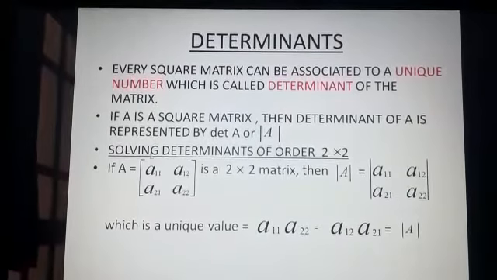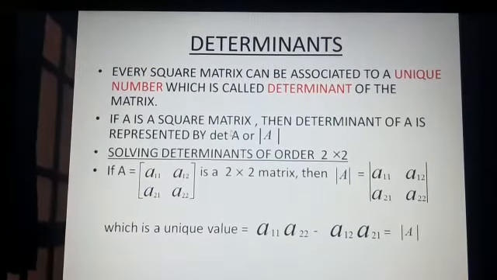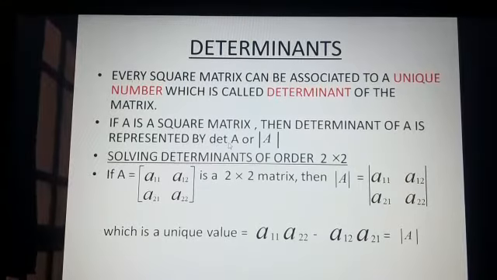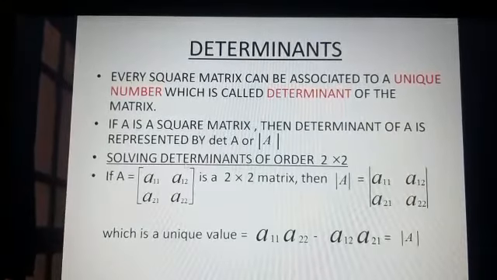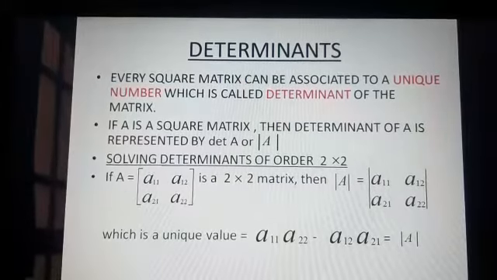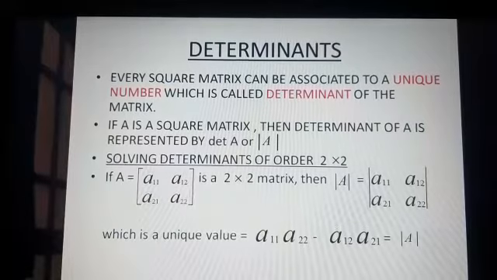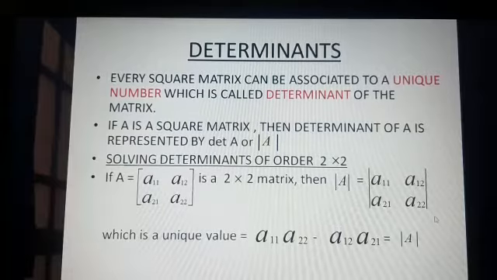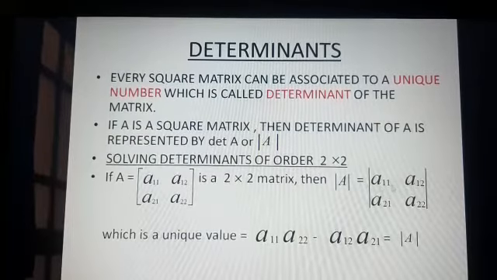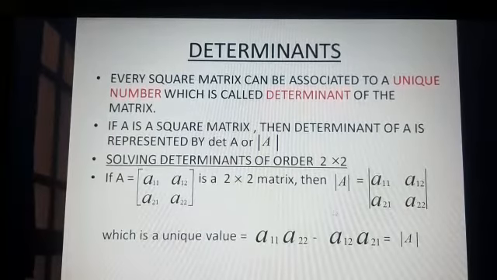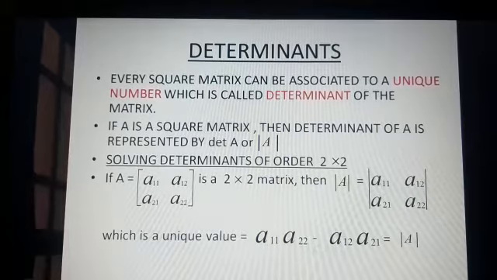Now, because only square matrices have determinants, we are going to learn how to solve matrices for their determinants. First we will take solving determinants of order 2 into 2. If A is a 2 into 2 square matrix, then its determinant is written like this. Inside the vertical lines we'll write the elements A11, A12, A21, A22. And to get the value of the determinant, we'll solve in the manner given here.